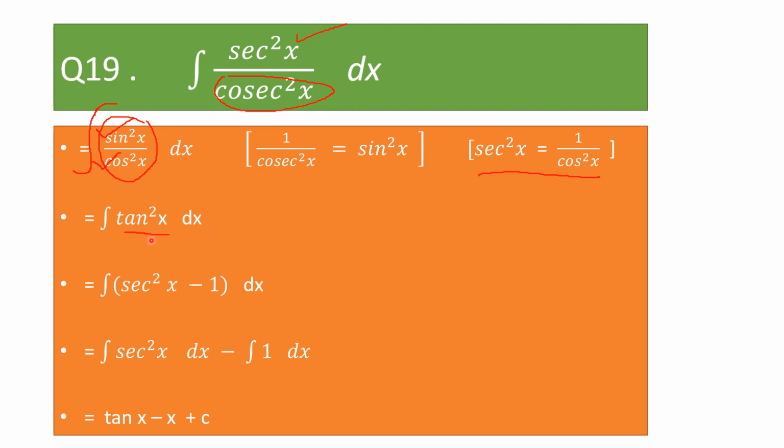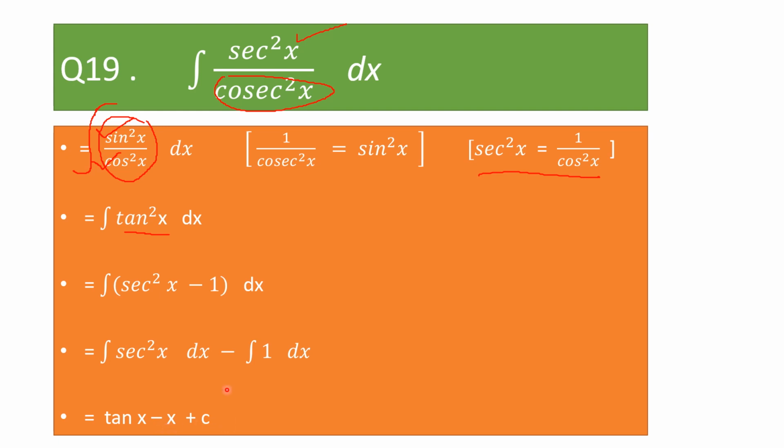Another change which I would like to say is because tan square x is equal to sec square x minus 1. So substitute the value of tan square x. You are writing integration of sec square x minus 1 dx. Now, we will integrate. Now put this integration sign individually to both these terms. Your answer is integration of sec square x dx minus integration of 1 dx. Now what is the integration of sec square x? It is tan x. What is the integration of 1? It is x. So your answer comes out to be tan x minus x plus c.